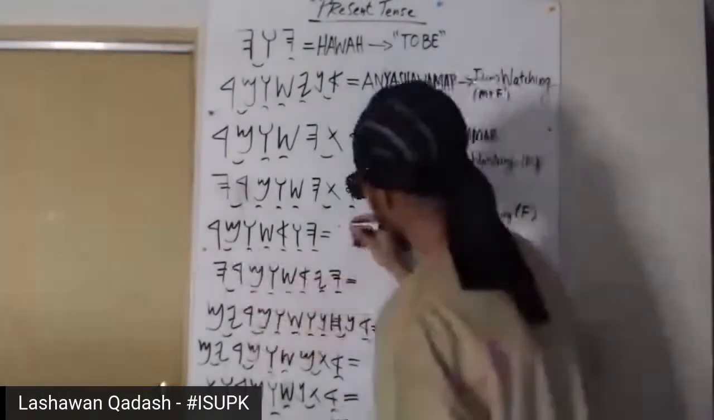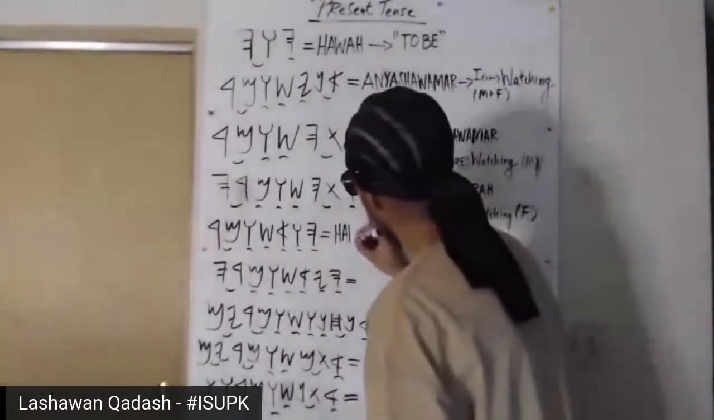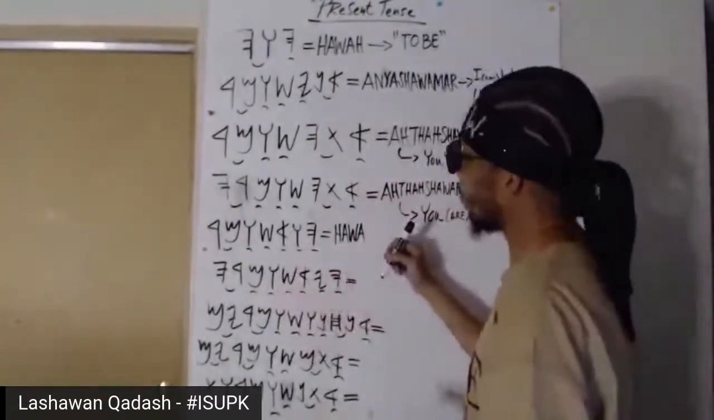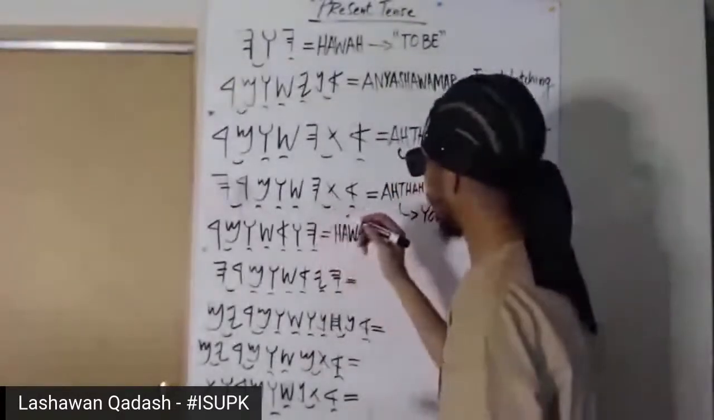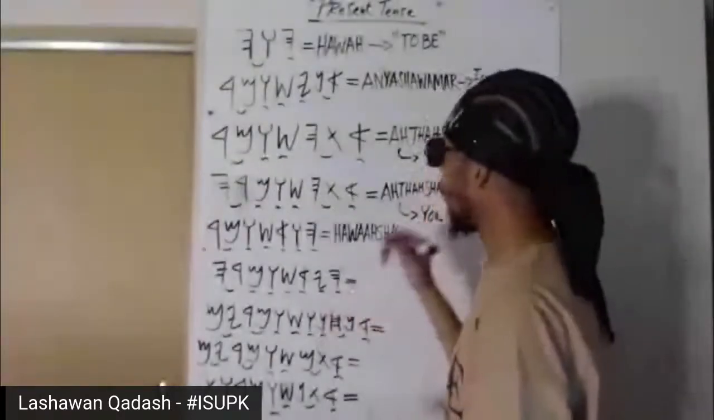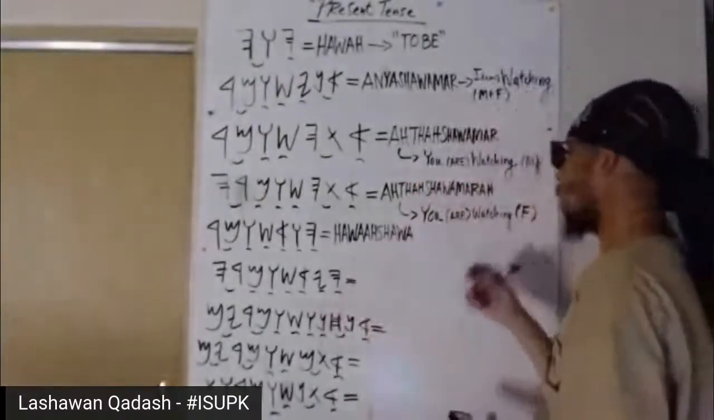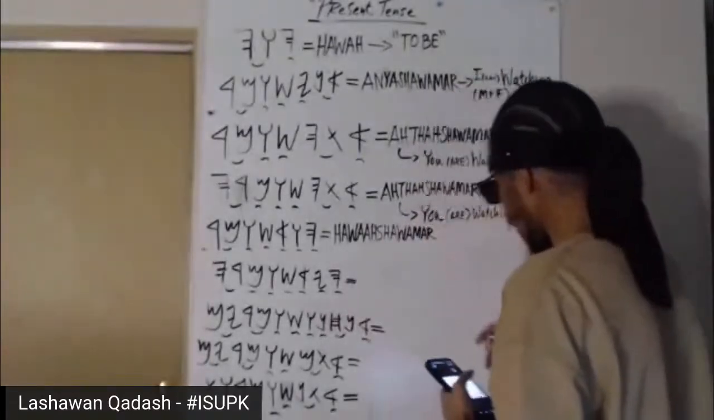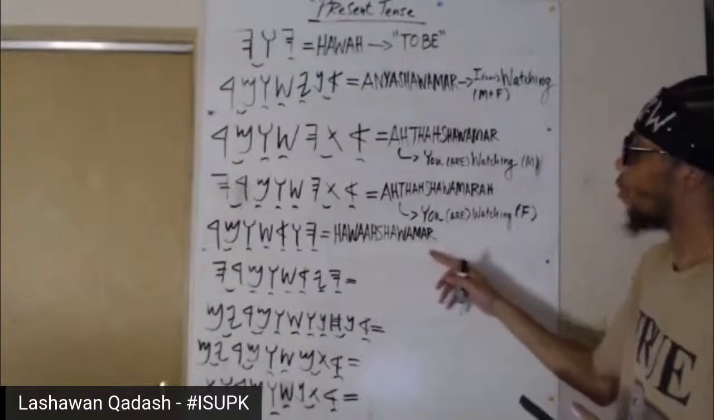Anyway, you got the ha, the wa, the sha, the wa again, the ma, and the ra. So ha is by itself. The wa is by itself. The sha is by itself. The wa is by itself again, and then the ma and the ra is connected, so that's going to be mar. All right. So hawa shawamar.